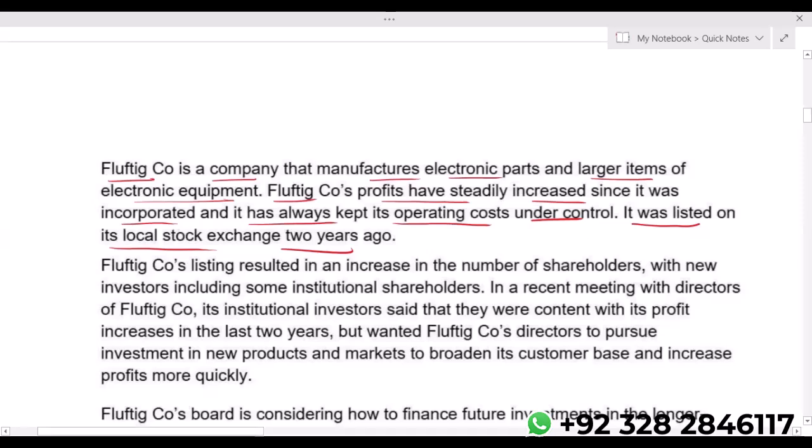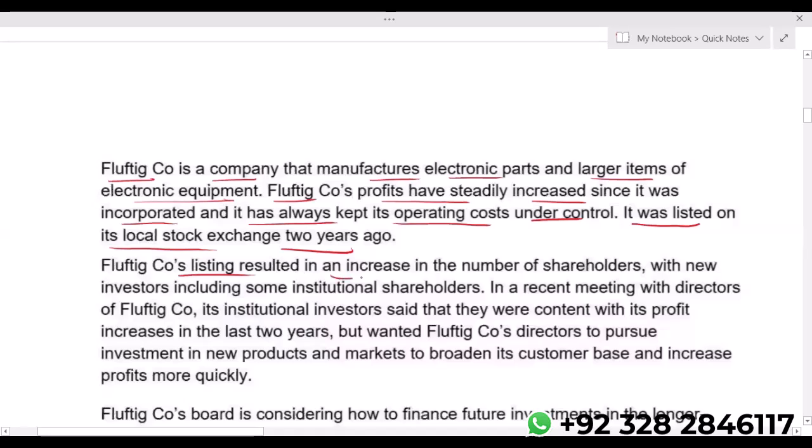Obviously, there are a number of benefits when you are listed on the stock exchange, but there are problems as well. Because if the political environment in XYZ country is not good, then it will have a bad impact on the stock exchange, and it affects all the companies that are listed on that stock exchange.